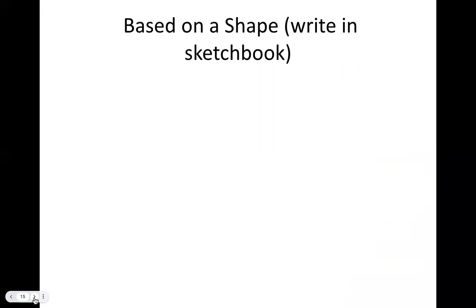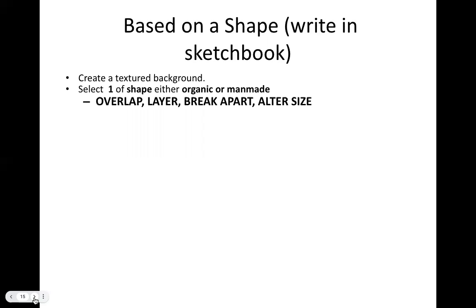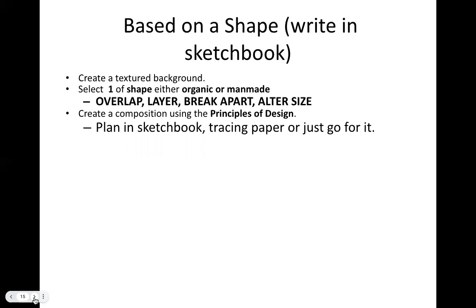So in your sketchbook, what I want you to do is to make sure you write down the qualifications for the assignment. You must create a textured background, which most of you have already done. You must select a shape, and that shape can be organic or man-made. And what I want you to do is to overlap those shapes, layer those shapes, break apart those shapes, and alter their sizes. You want to create a composition using those principles of design we just looked at. So plan it out in your sketchbook, maybe use some tracing paper over your background to plan out your idea before you start to draw it or paint it.